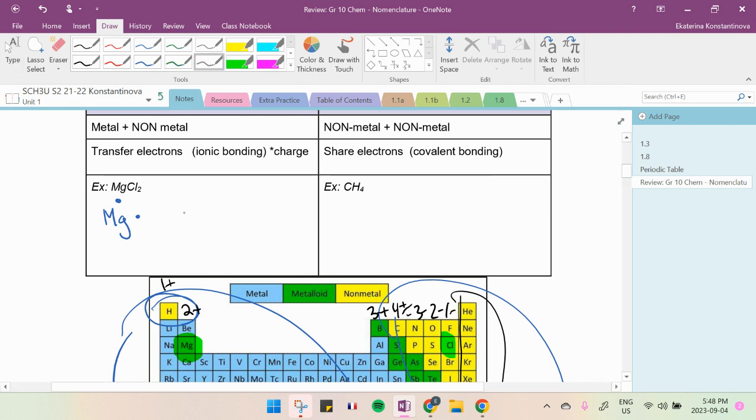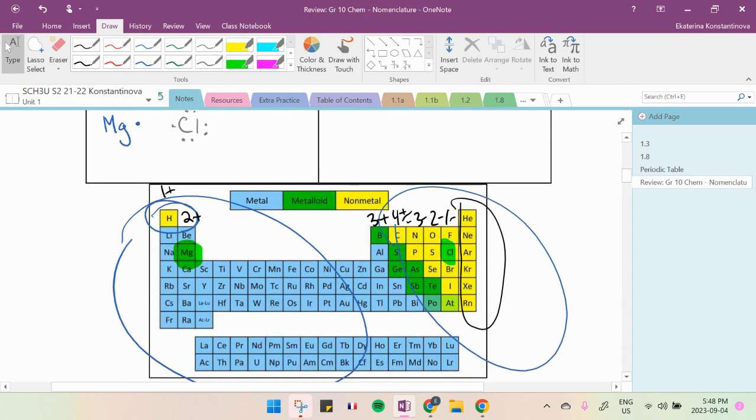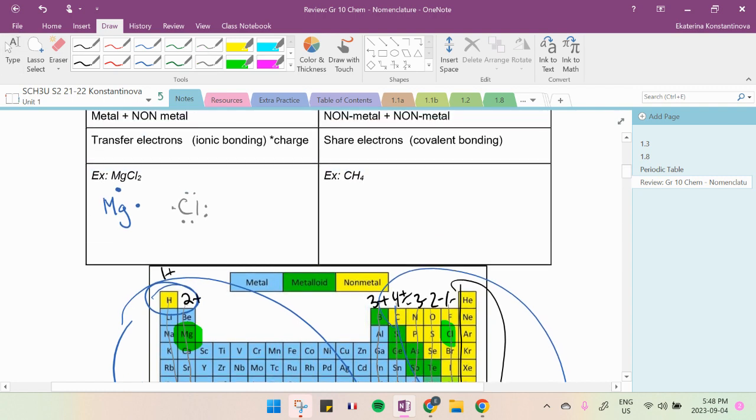Okay, so going back to our example for MgCl2, magnesium will have two valence electrons, and chlorine will have seven valence electrons. How do I know that chlorine has seven valence electrons? Well, you can use your periodic table to count from the left-hand side to the right-hand side. First column will have one valence electron, second column, two valence electrons, third column, 3, 4, 5, 6, 7. So the halogens will have 7 valence electrons.